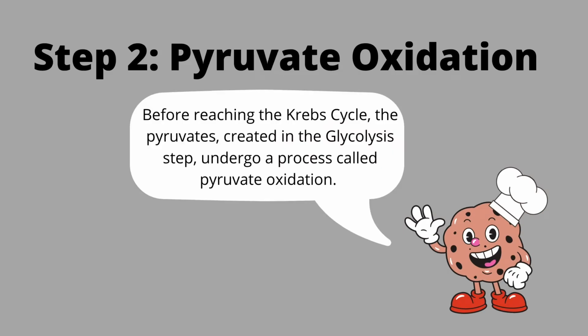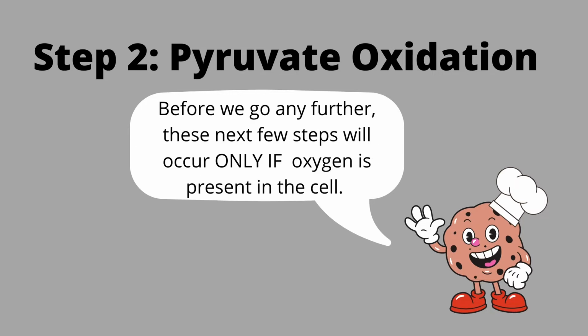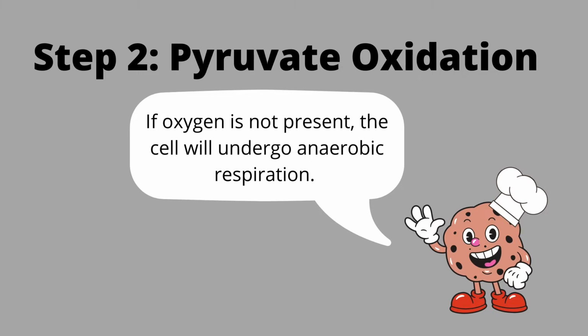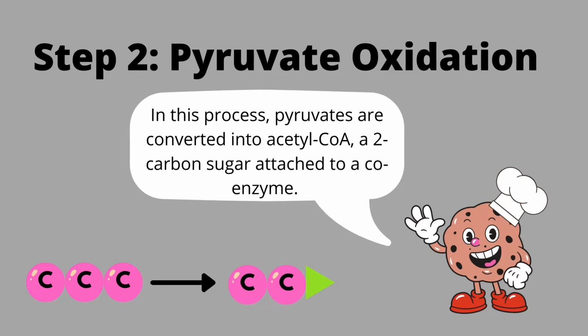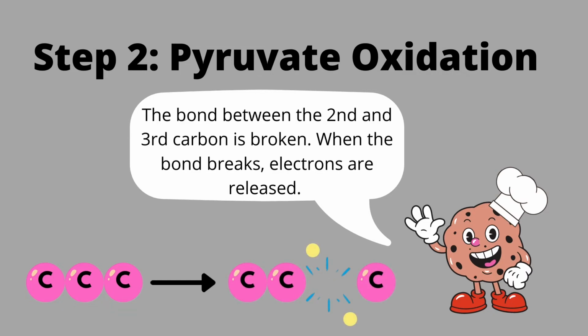Before reaching the Krebs cycle, the pyruvates created in the glycolysis step undergo a process called pyruvate oxidation. Now I must advise, before we go any further, the next few steps will only occur if oxygen is present in the cell. If oxygen isn't present, then the cell will undergo anaerobic respiration. In this process, pyruvates are converted to acetyl-CoA, a 2-carbon molecule attached to a coenzyme. In order to create an acetyl-CoA molecule, the bond between the second and third carbon must break.